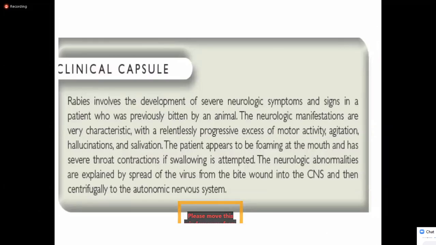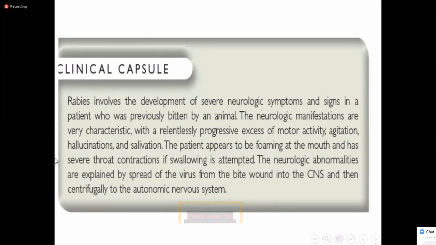A clinical capsule, and we usually concentrate on the clinical capsule. Rabies involves development of severe neurologic symptoms and signs in the patient. The neurological manifestation is characterized by restlessness. The patient cannot settle, agitated, very agitated. Hallucination, he imagines things. Salivation, very important, salivation from the mouth. Foamy mouth, as if there is foam on the mouth. The patient appears to be foaming. Foaming, what does it mean? It means there is froth on the mouth. And severe throat contraction if swallowing is attempted. If you give him a small piece in his mouth to be swallowed, he cannot, and it will be followed by severe contraction.